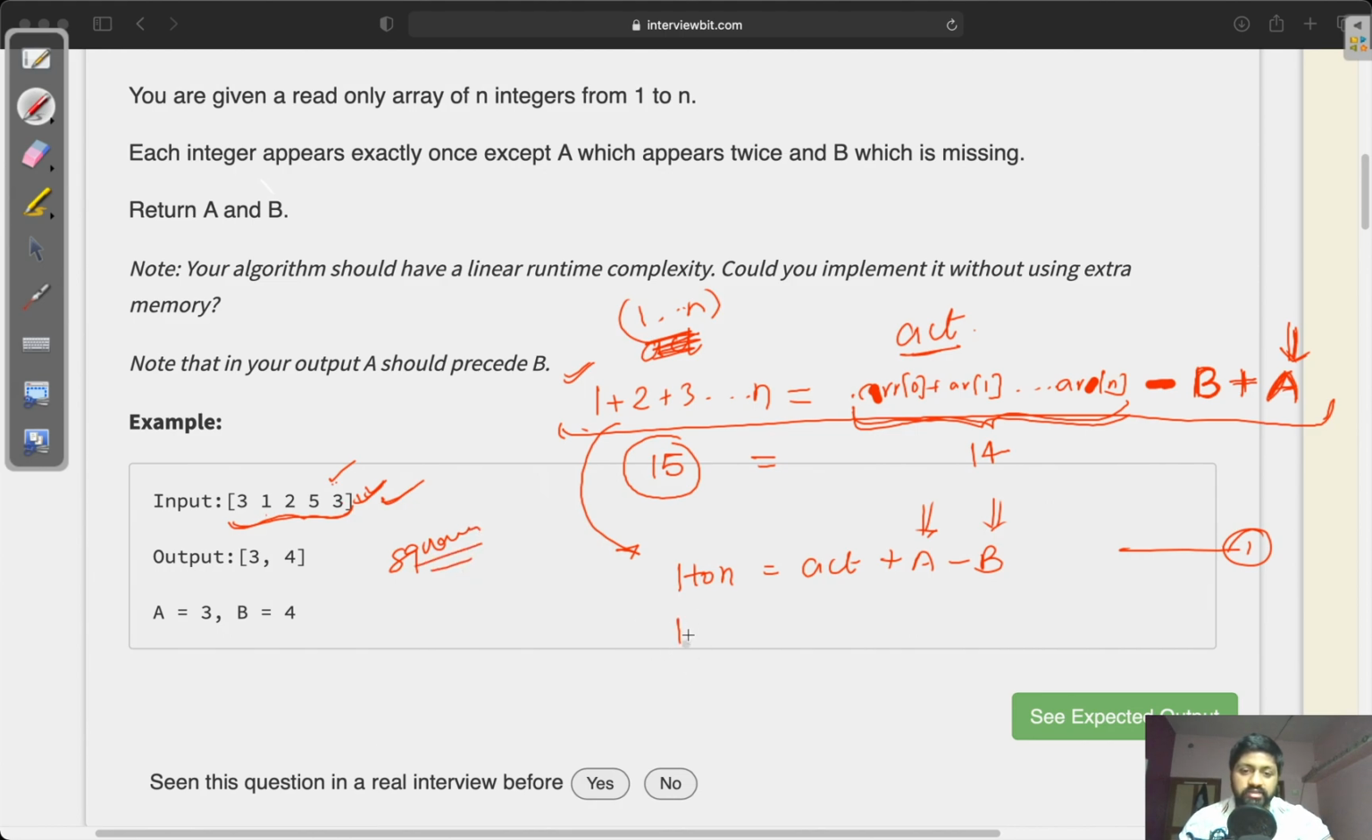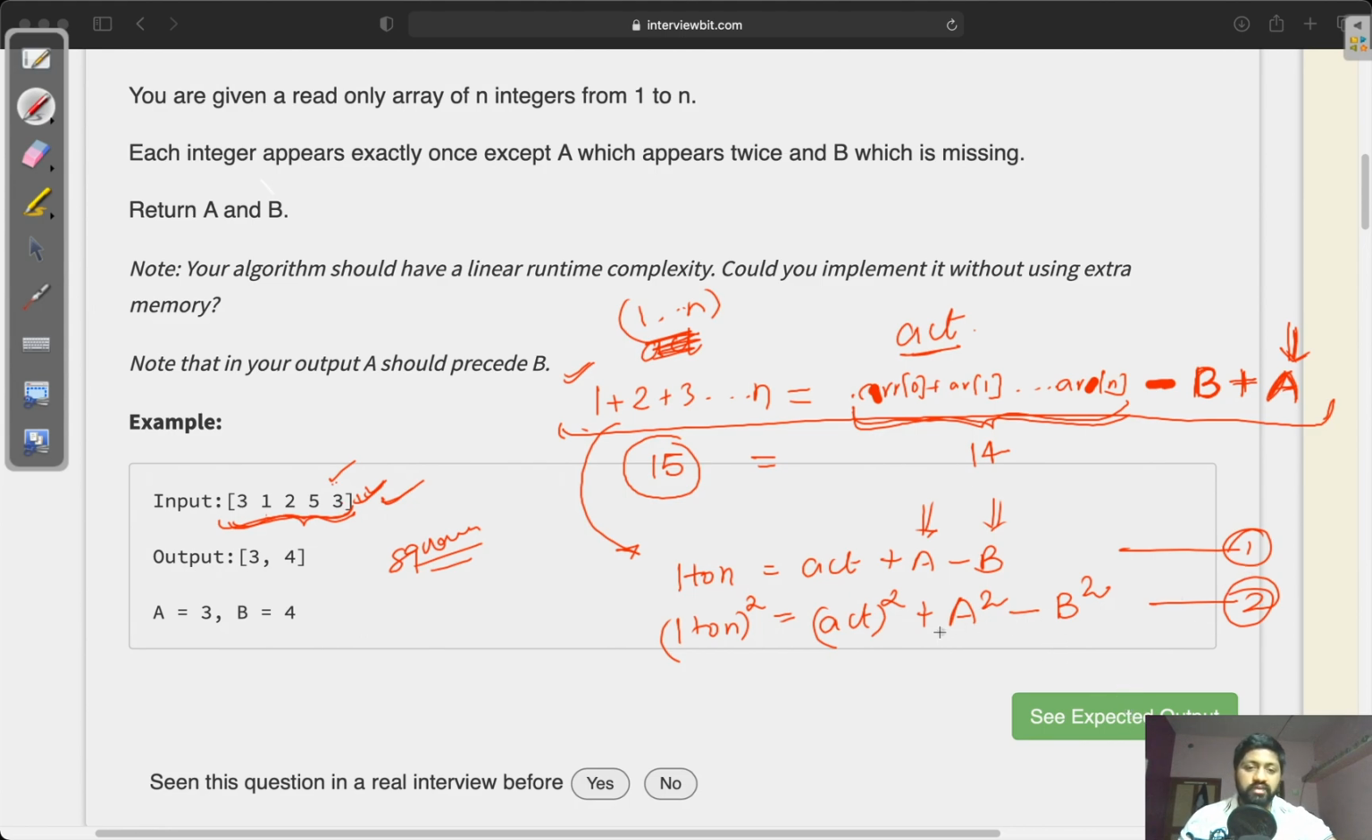If we square the numbers from 1 to n and sum them, this is equal to the actual squares sum, that means squaring all the array numbers and summing up, plus a square, the number that is missing, minus b square, the number which is appearing twice. So this forms our second equation.